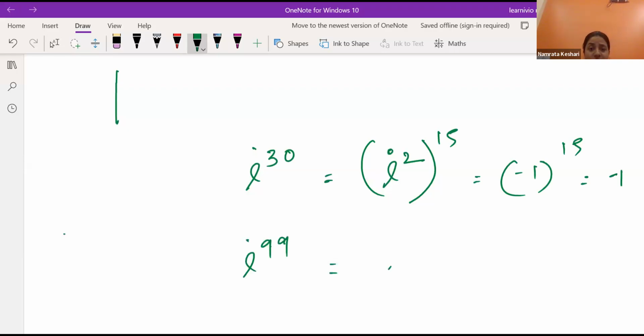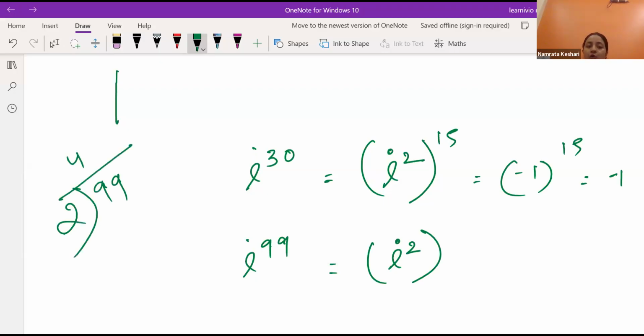Okay, i to the power 99. We will always start with i squared. And if we are not able to figure out what the other power will be, divide this 99 by 2. Whatever quotient you will be getting, 2 4s are 8, 2 9s are 18. Whatever quotient we are getting, that will be the other power.